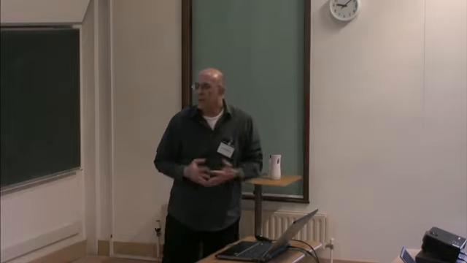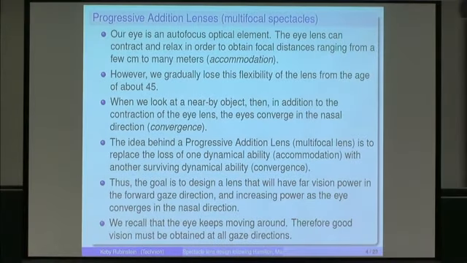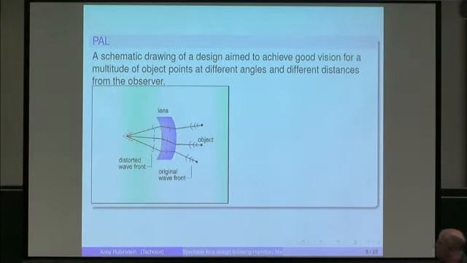So we want to have a design that will give essentially far vision in the forward direction and increasing power when you move toward the nose. But it should give good vision in all possible gaze directions. This is a schematic picture. You see the lens and the eye. There are many, many objects. Each object emits essentially a spherical wave. It is refracted by the lens, and after refraction, you want to achieve the shape given by this dioptic matrix that I showed before. That's the goal.